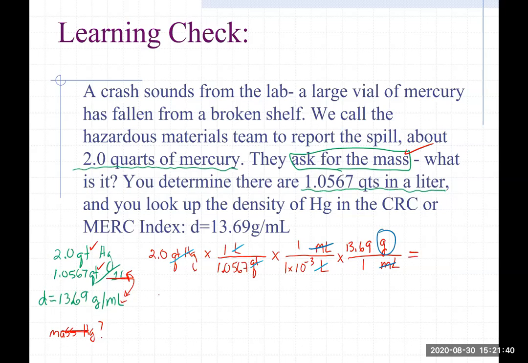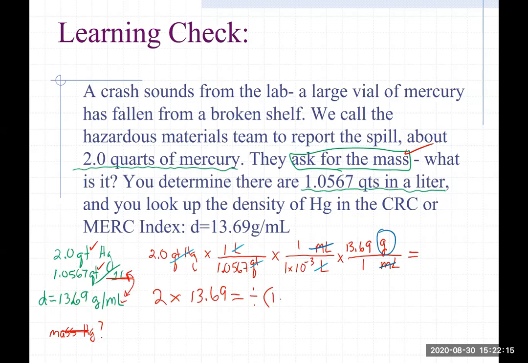So that math is going to be in my TI-30XA calculator like this: 2 times 13.69, because we don't need to multiply everything by these ones, equals, and then it's going to be divided by, I need to open parentheses because it's divided by a product. It is not divided by 1.0567 and then that value divided by 1 times 10 to the minus 3. Your calculator will do it that way if you don't use the parentheses.